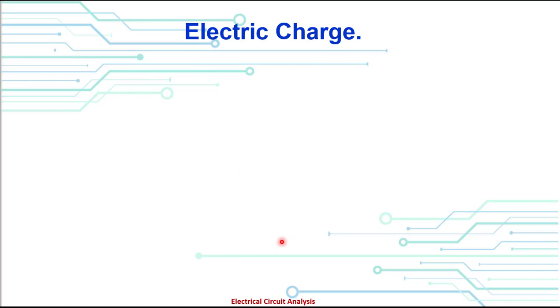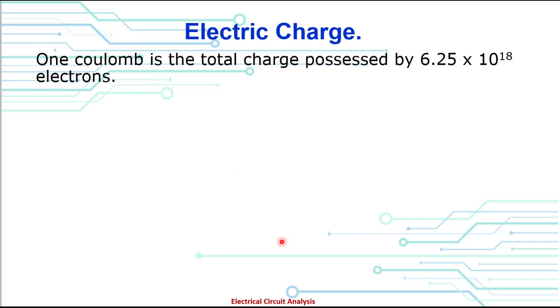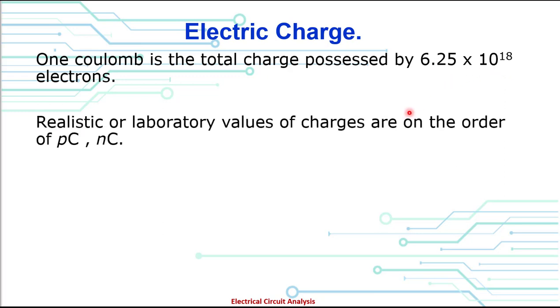1 coulomb is basically a very huge quantity of charge, and it is the charge carried by 6.25 times 10 to the power 18 electrons. Normally in the laboratory we experience charges on the order of picocoulombs or nanocoulombs.